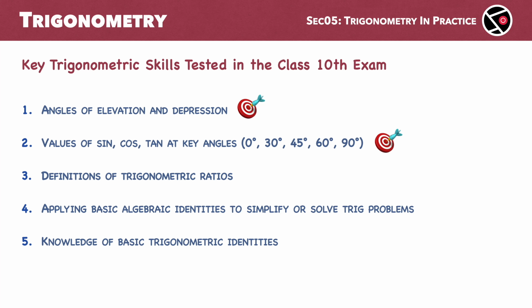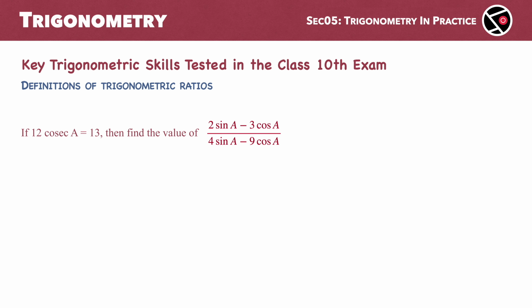We need to know that sine is opposite over hypotenuse. Cos is adjacent over hypotenuse. Tan is opposite over adjacent. These definitions are the foundation of almost every trigonometric question. Let's look at an example on this fundamental skill.